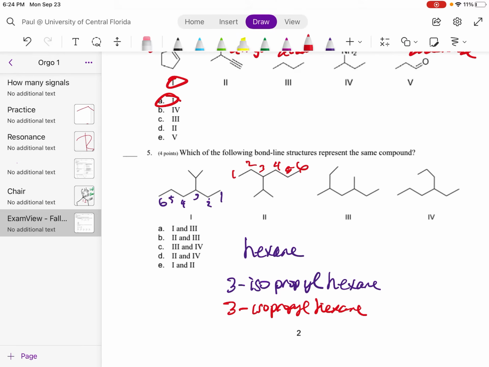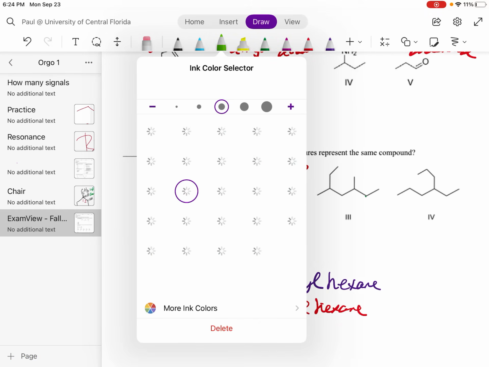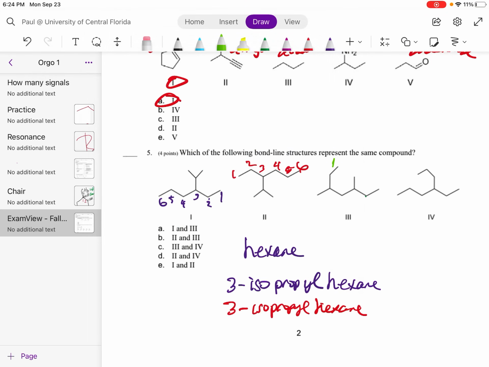Okay, if you try to name this guy, number 3, you would see that it would be 1, 2, 3, 4, 5, 6. Nope, it would actually be, let's see, 1, 2, 3, 4, 5, 6, 7. Okay, so we would have what? A 3,5-dimethyl heptane.